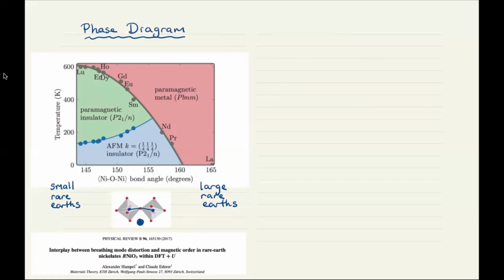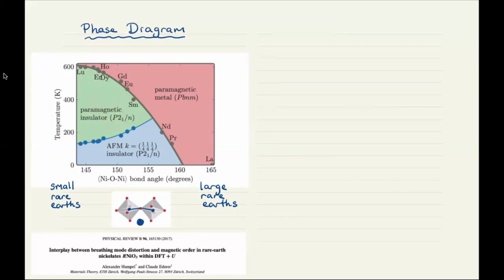On the right-hand side of the phase diagram, in the region where we have lanthanum nickelate, the paramagnetic metal phase is stable at all temperatures. Then as the rare earth gets smaller, as this bond angle decreases and the nickel-oxygen-nickel bond becomes more bent, we see a phase transition from the metallic phase to the insulating phase, which occurs at gradually higher temperature.